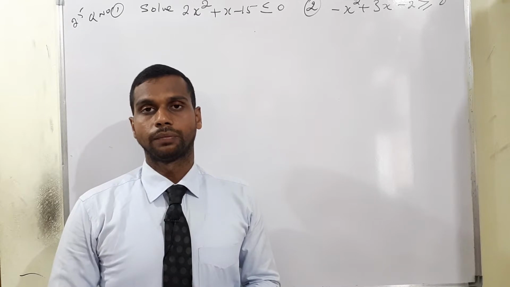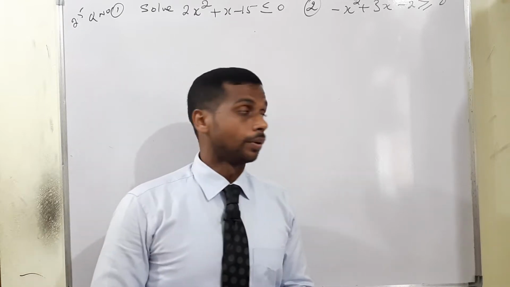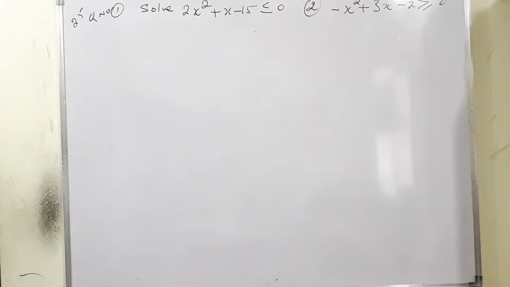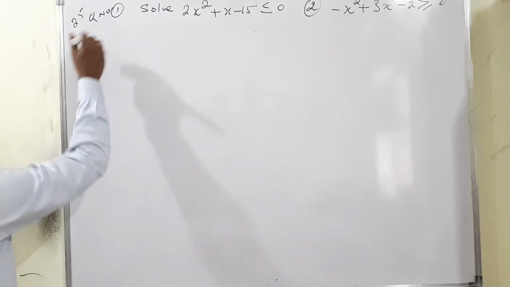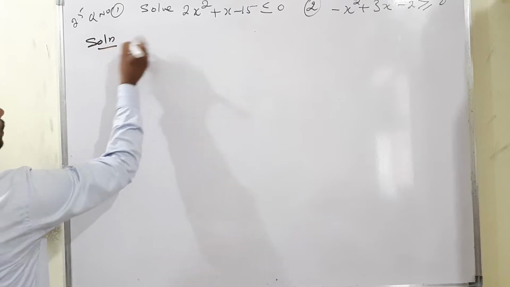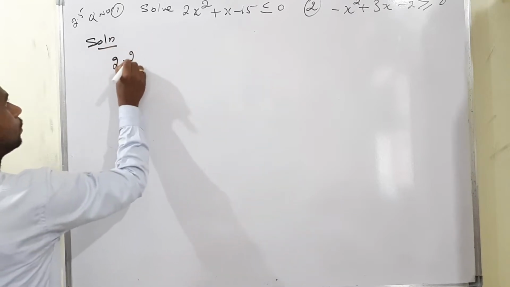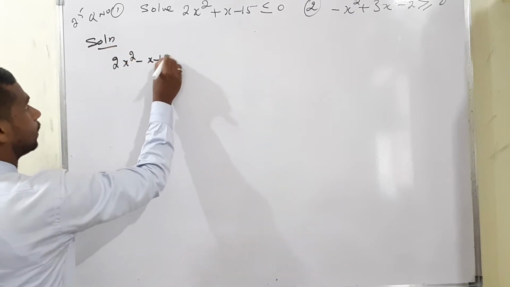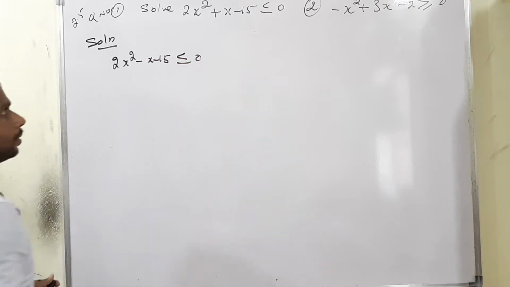In this conversation, we are moving to exercise problems. Exercise 2.5, question number 1. Given two subdivisions, so one by one we can discuss. Question number 1, solution: 2x² − x − 15 ≤ 0.